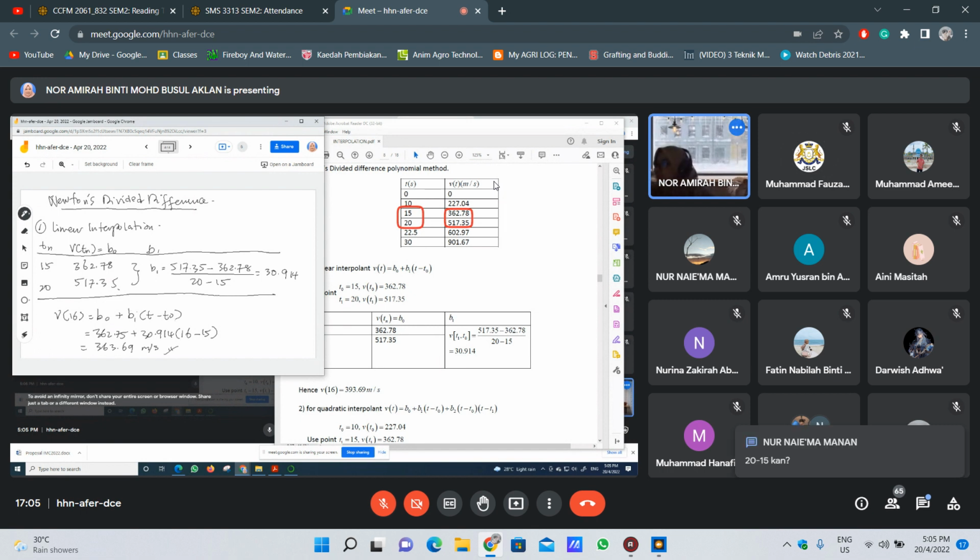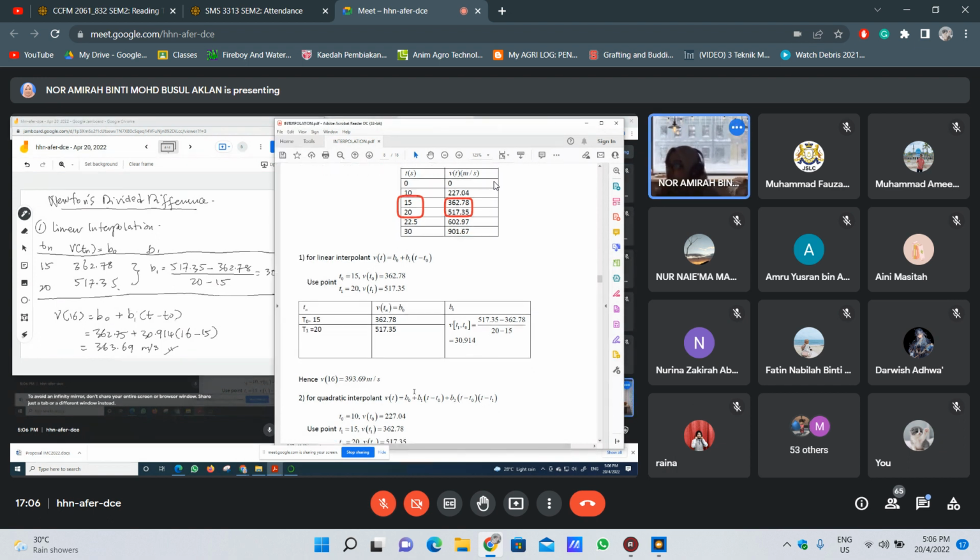Boleh kelas? Boleh. Kelas? Do you understand? Yes. Okay. So I would like to tell you, that's why. So this is for linear interpolant. Okay. So faham the formula, nanti later saya akan letaklah nota ni dalam kelas. Okay. So this is the formula.